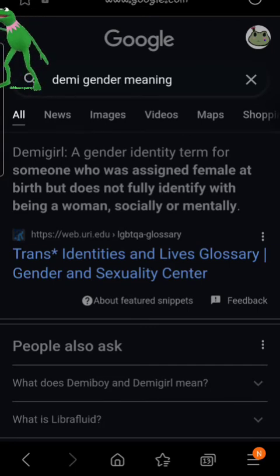Demi-girl, a gender identity term for someone who was assigned female at birth but does not fully identify with being a woman, socially or mentally. Now, I think this definition isn't entirely correct because you can be a trans demi-girl, like somebody who was born male but transitioned to female, and they still use she, they pronouns. I think that's the correct definition. Correct me if I'm wrong, please. Any demi girls in the comments, you can just tell me if that's wrong.